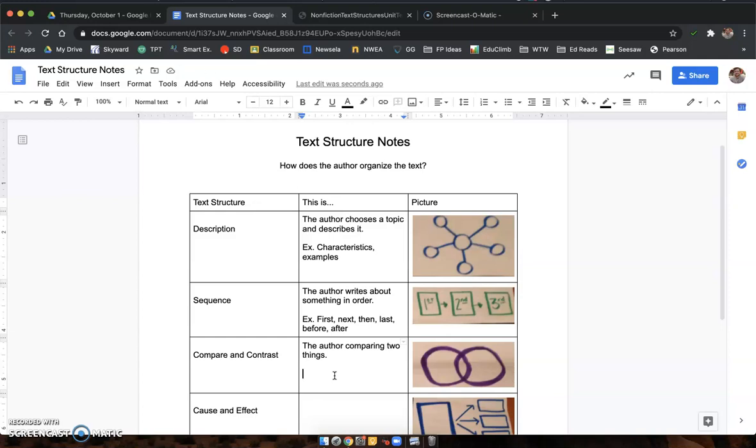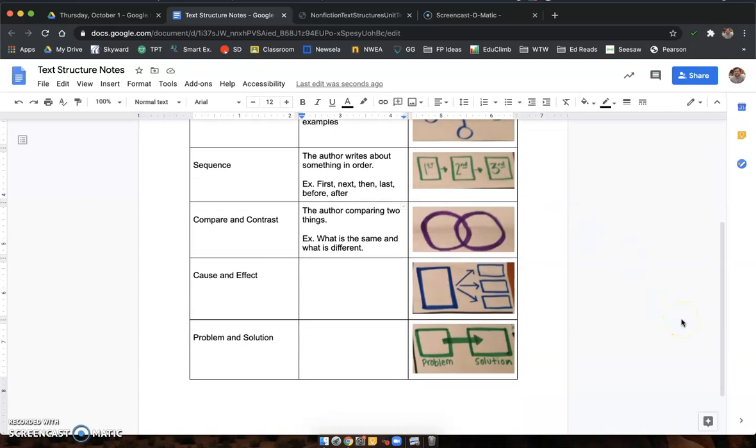Okay, an example of this. What is the same and what is different. Okay, so there might be an article about cats versus dogs, Apple versus Samsung. That's being compare and contrast, talking about how the two things are the same, and then how they're also different too. All right, that's compare and contrast. We have two more.